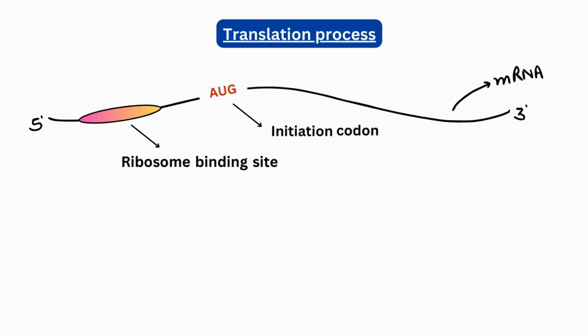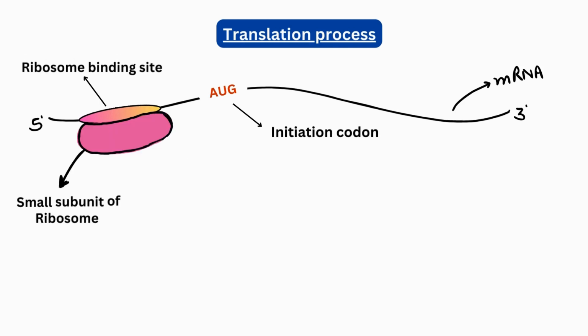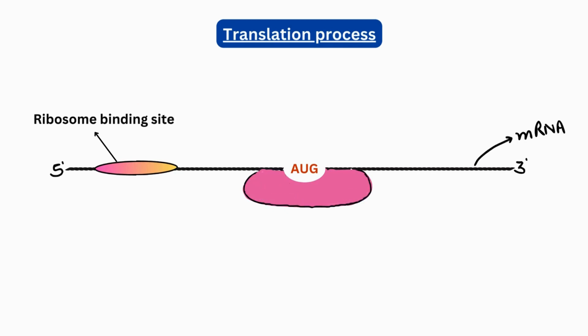Now to initiate the translation process, 2 things are required. Number 1 is the ribosome binding site and second is the initiation codon. Now you people know that the ribosome has 2 subunits, the large subunit and the small subunit. The small subunit of the ribosome is the one which will bind to the ribosome binding site. Once it binds, the small subunit will start scanning over the mRNA until it encounters the initiation codon.